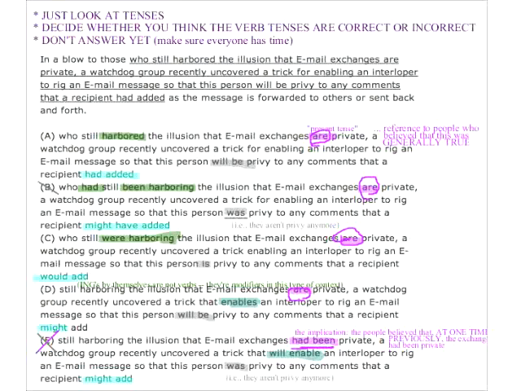So the difference between will be privy and is privy, you just have to be really literal about this. Will be privy means in the future. That makes sense because the people haven't added comments yet. They won't see the comments until the person adds them, which hasn't happened yet. So will be privy also makes sense. So there you go.